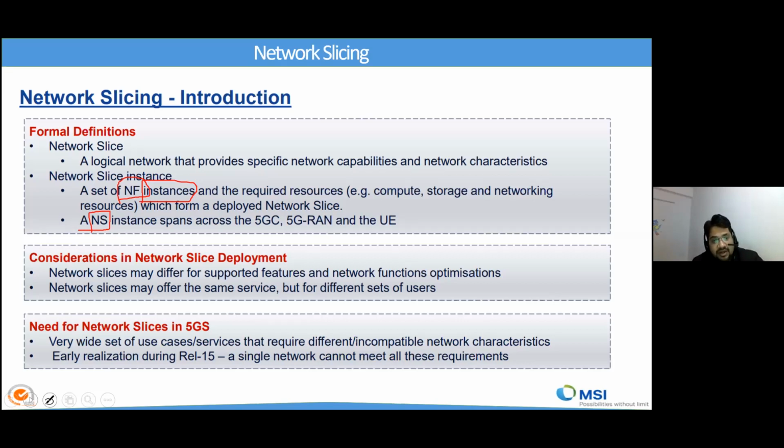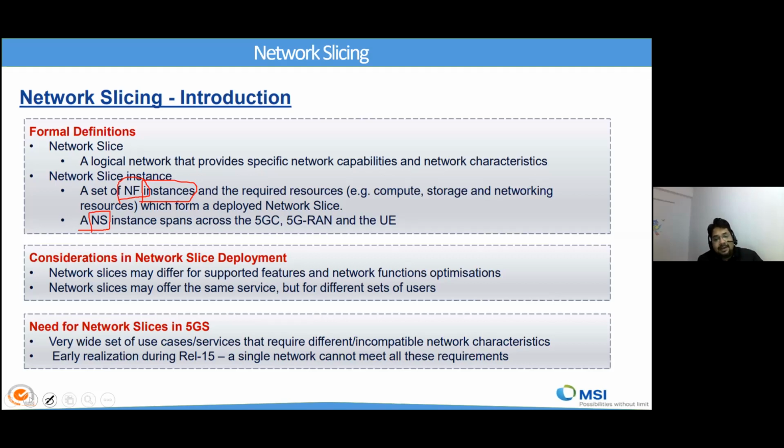Since these different use cases will require different KPIs in terms of latency of the network, in terms of the availability of the network, and in terms of the throughput which has been provided by the network. So based on these different measuring attributes, the network operator can design the network slices. And network slices, of course, at any point of time can differ even for the same service.